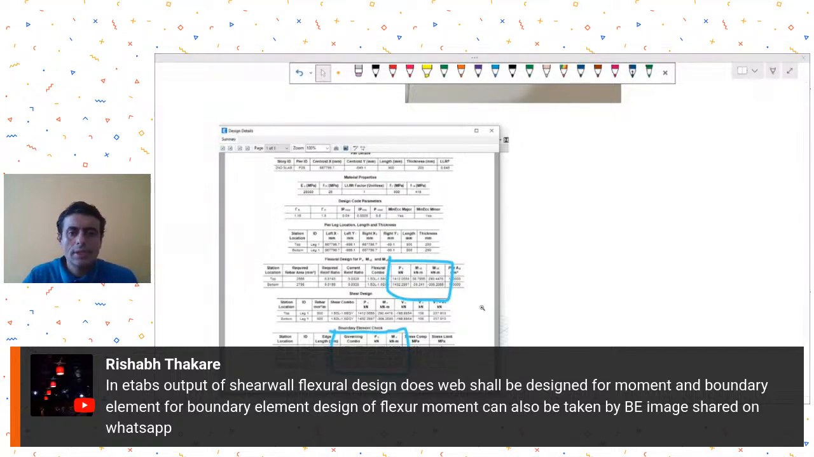So now what he is saying, in ETABS output of shear wall flexural design, is the web designed for moment and boundary element designed for boundary element design? What does this mean? Boundary element design of flexure moment can also be taken by boundary element.